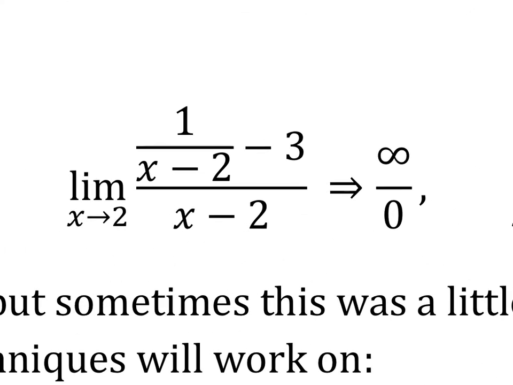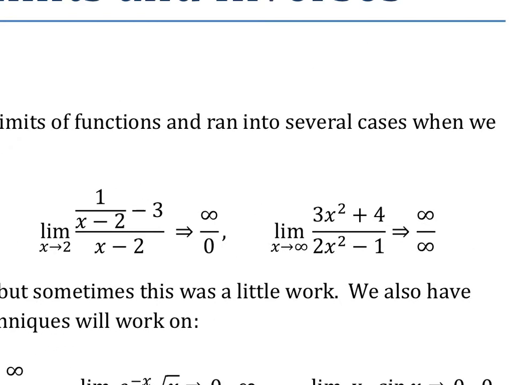Then we had this situation where this limit going to 2 gives us 0 on the bottom. When you plug in, as x goes to 2, this goes to infinity. So it gets gigantic. So we got infinity over 0. Well, that's something we can't really figure out. So if we multiply and clean this up, get rid of that compound fraction, we can figure out what the limit actually is. That's how we deal with those.